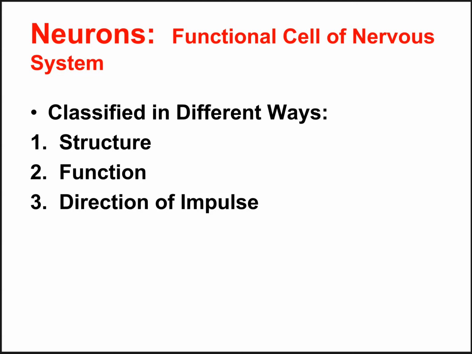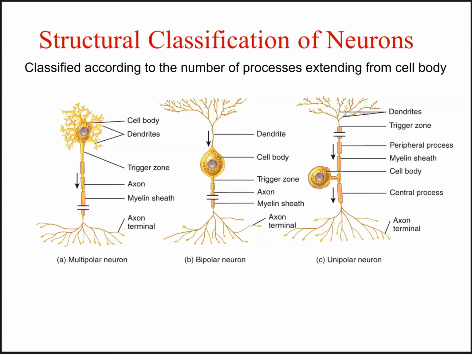There are different types of neurons in the body, and they can be classified on the basis of structure, function, and electrical impulse. On the basis of structure, there are three types of neurons: multipolar, bipolar, and unipolar. This is based on how many processes, these extensions that are collectively called axons and dendrites, emerge from a neuron.